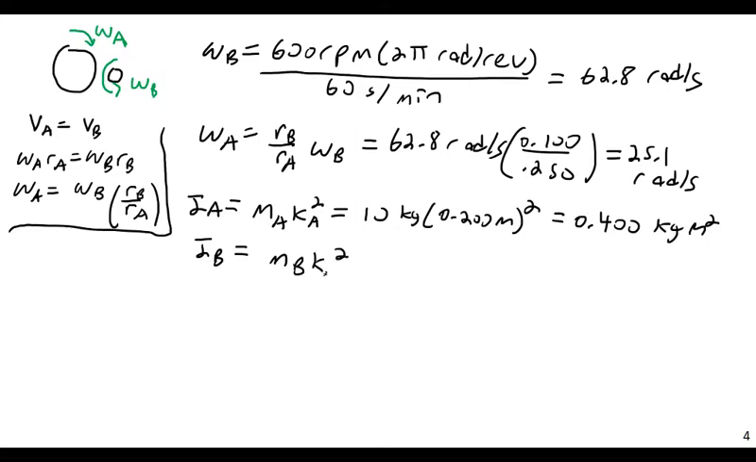And IB then is equal to MB KB squared, or in other words, the moment of inertia of B is equal to the mass of B times the radius of gyration of B squared, and that will be equal to 3 kilograms times 0.080 meters, quantity squared, which is equal to 0.0192 kilogram meter squared.